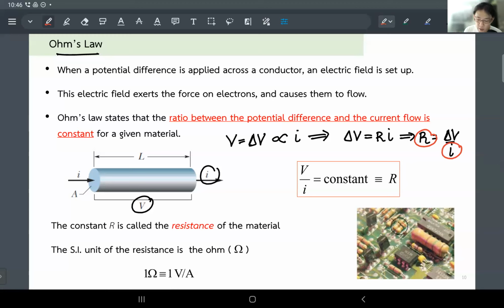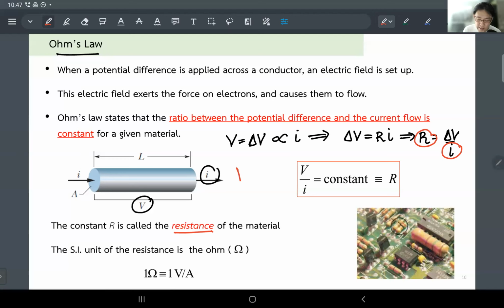So that's why we're going to name this R the resistance, because it seems like the flow hits the R. The bigger the R, the smaller the flow. So it's sort of resisting each other. Okay. And this is what it is. So it depends on what you have seen before.